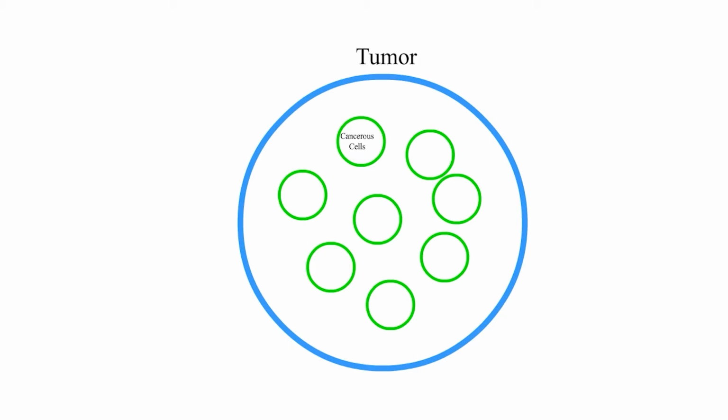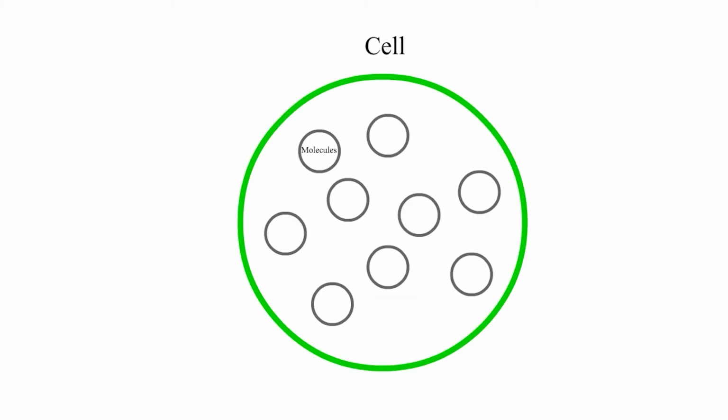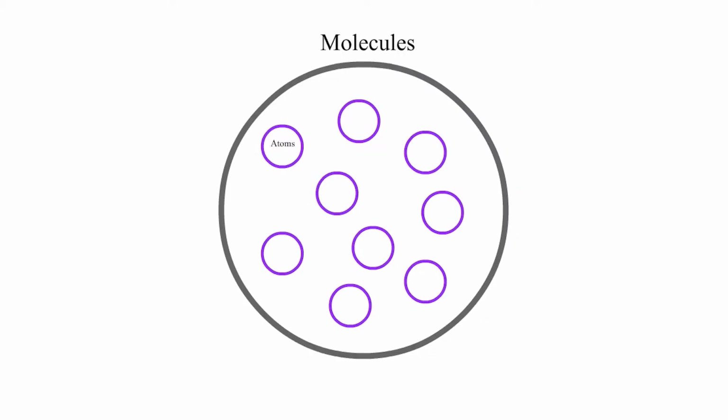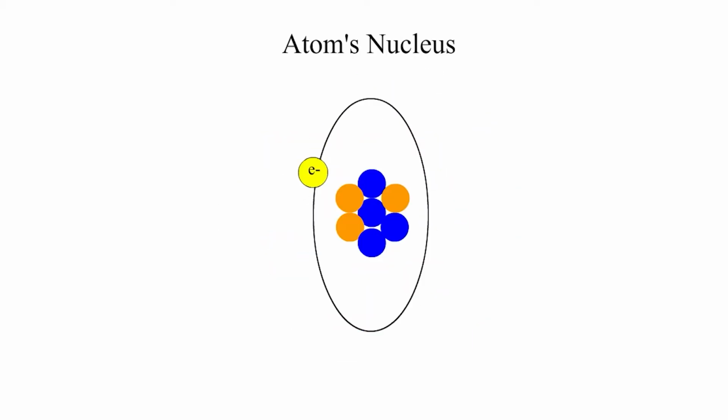Now let's discuss how it actually treats the cancer. Most cancers are tumors. Tumors are made up of cancerous cells. Cells are made up of molecules, which are made up of atoms. Orbiting those atoms' nuclei are electrons. Because protons have a positive charge, and electrons have a negative charge, whenever a proton moves by an atom, it attracts the electron, taking it out of its orbit around the atom. This process is known as ionization.